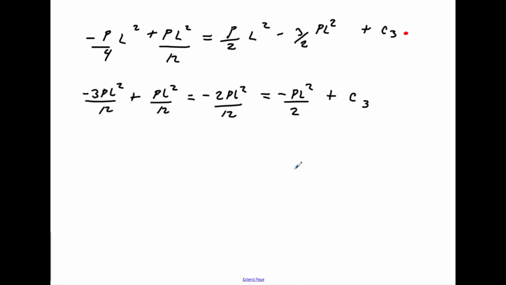Now move this to the other side. That gives me minus 2PL squared over 12 plus PL squared over 2 is equal to C3. We make this into a 12. We're going to multiply this by 6 over 6. That's going to be a 12 here and a 6 here.